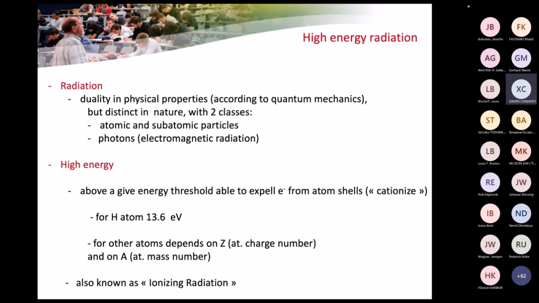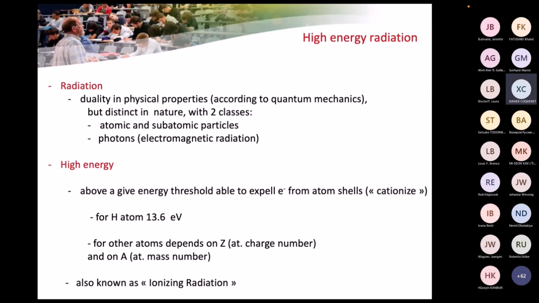Of course we have radiation, which is described by physicists with a duality according to quantum mechanics, either as particles or as photons, but these are of course different features. We typically have 2 classes: atomic and subatomic particles, electrons, protons, or heavy ions, and electromagnetic radiation, which applies to X-rays or gamma rays.